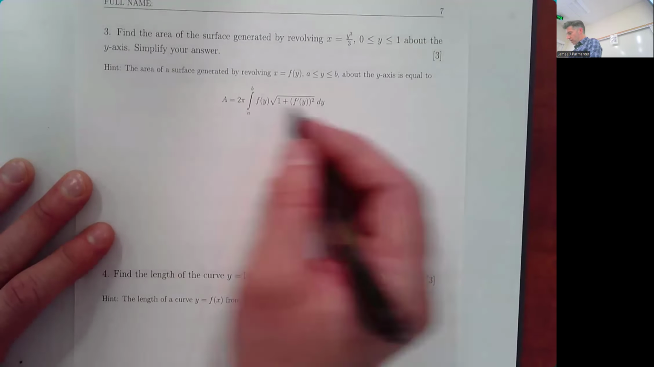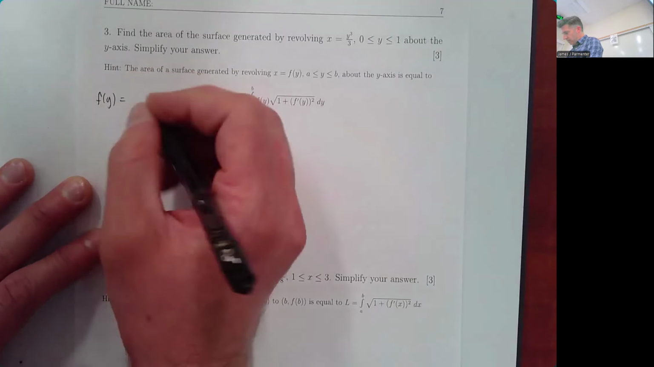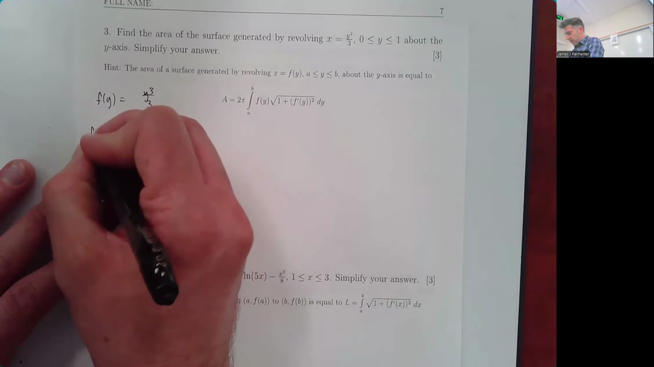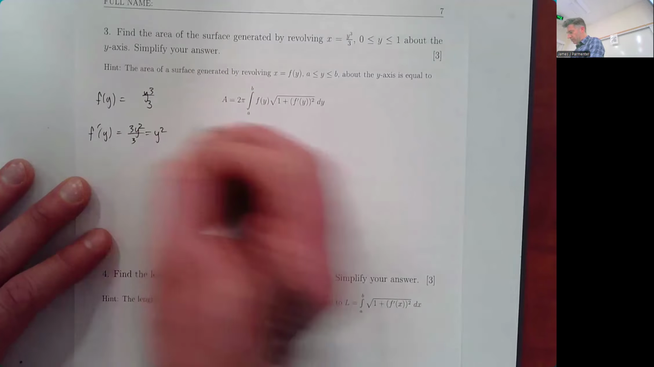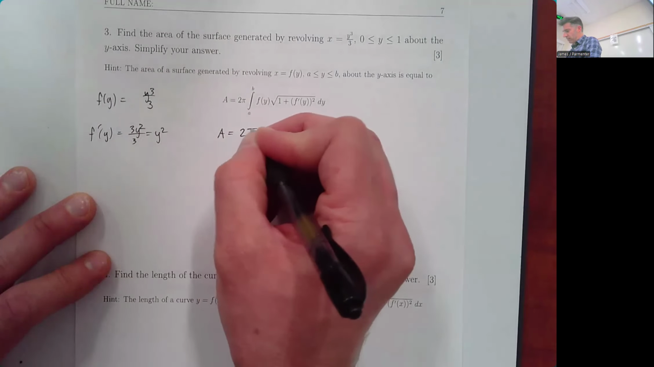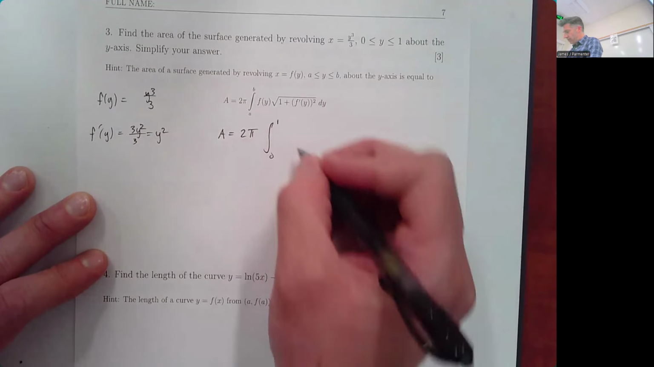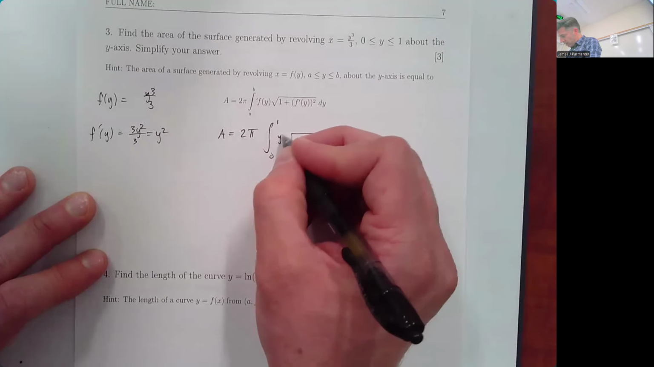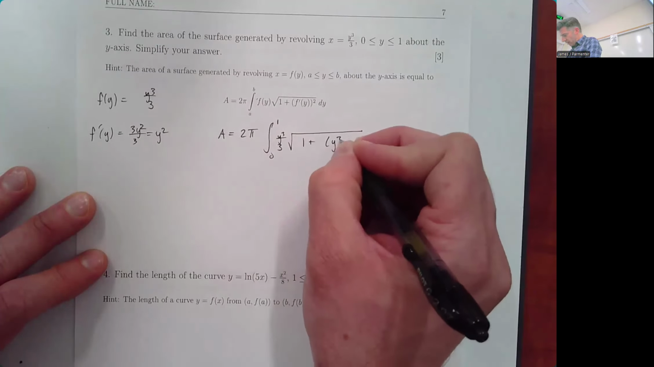So we're going to plug in what we've got. My f of y is y cubed over 3. That's what x is equal to, f of y. So my f prime of y is very nicely 3y squared over 3, which is just y squared. So my area is going to be 2 pi, I should say my surface area, but okay. 2 pi times the integral from y equals 0 to y equals 1 of the square root of, oh, I forgot the f of y here, sorry. My f of y, which is y cubed over 3, times the square root of 1 plus y squared dy.